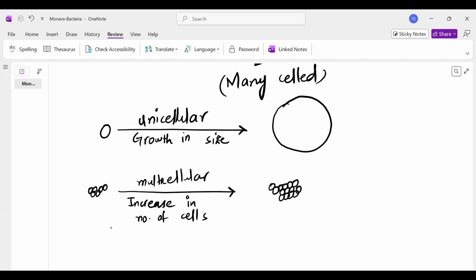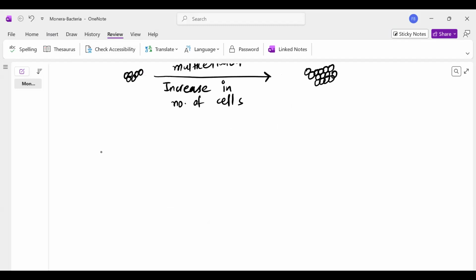Okay. Then they have mentioned that multicellular organisms increase in the number of cells in their body and become more complicated. That's why multicellular organisms are more complex, because they have many cells, and those many cells will combine to form.